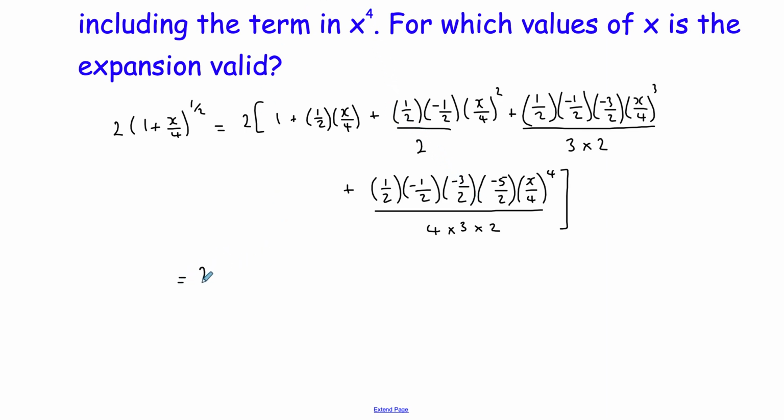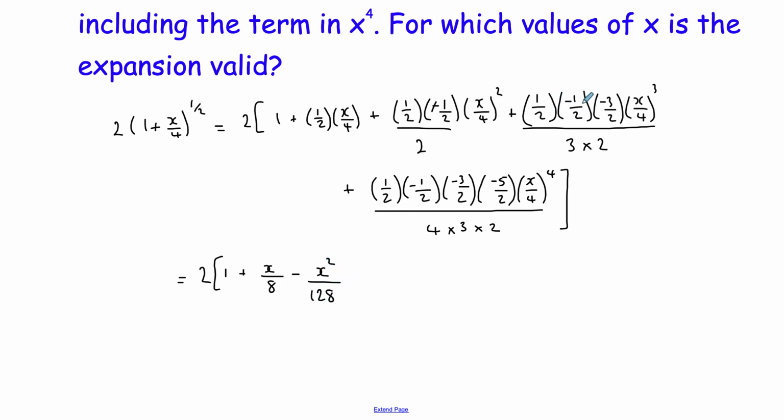So let's keep the 2 there still and start simplifying. That's going to be 1 plus x over 8 minus, so I've dealt with that. We've not got any numbers on the top, so we've just got an x squared over 2 times 2 times 2 times 16. So that's 8 times 16, which is 128.